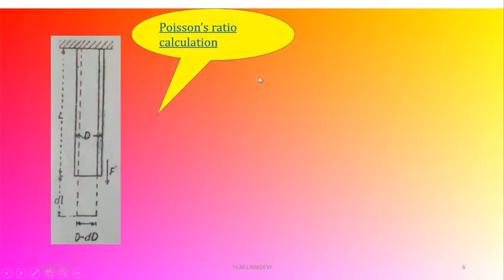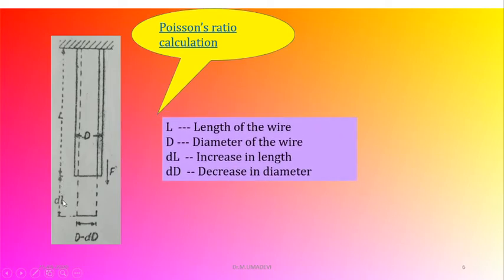Next we will see how to calculate the Poisson's ratio. Before that I will explain this diagram. First we have to take a wire of length L. L is the original length of the wire, and it should be fixed in the stand. D is the diameter of the wire, and we have to apply a force, or put a weight. So the length will increase. The increase in length is dl and the diameter will decrease. The decrease in diameter is dt. We'll see how to calculate the Poisson's ratio.